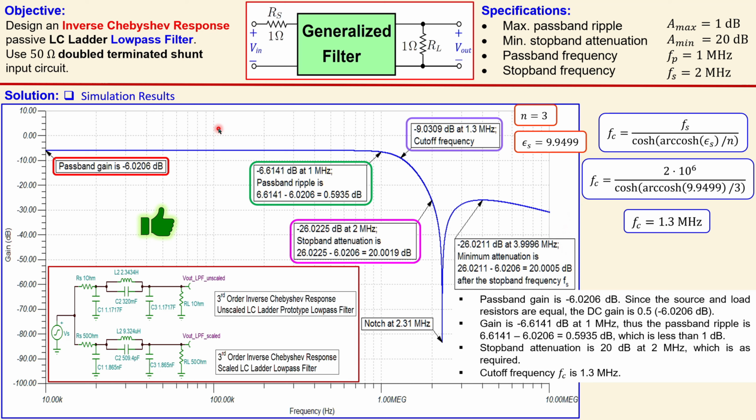Alright guys, this is our example number 1 about the inverse Chebyshev response and an LC ladder configuration for the low pass filter. We have discussed how we can design this circuit using this prototype low pass filter, going to the scaled values for the actual design.